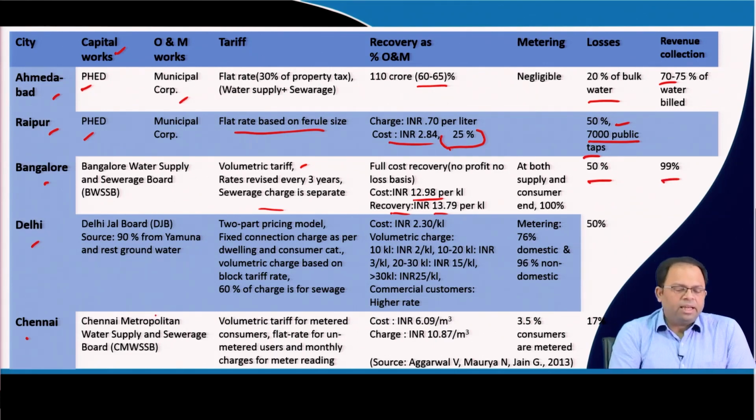So, in case of Delhi, Delhi's water is supplied by the Delhi Jal Board. 90% of this water comes from Jamuna, the rest from groundwater, and they have got a two-part pricing model: a fixed connection charge as per the dwelling and consumer category, and a volumetric charge based on block tariff rate. Right, and 60% of the charge is for sewage. So, you see different flat rate, volumetric, and different parts of the city, different parts of the country, different kinds of charges are being set.